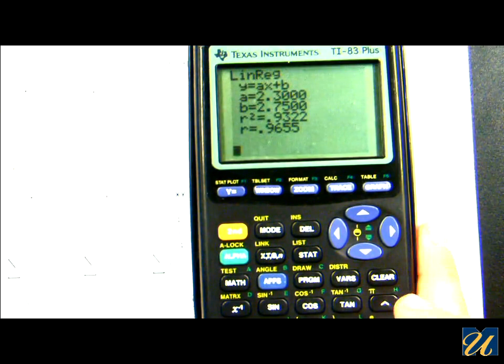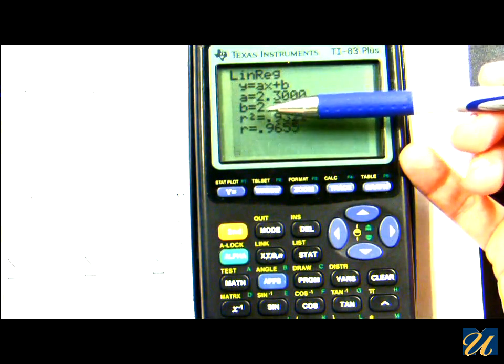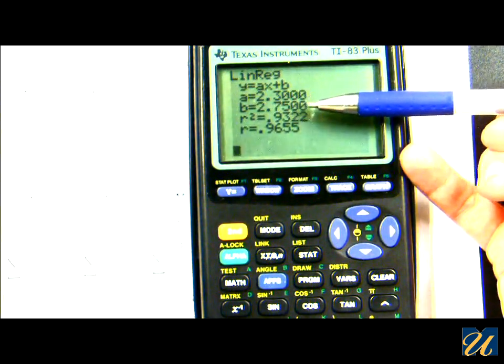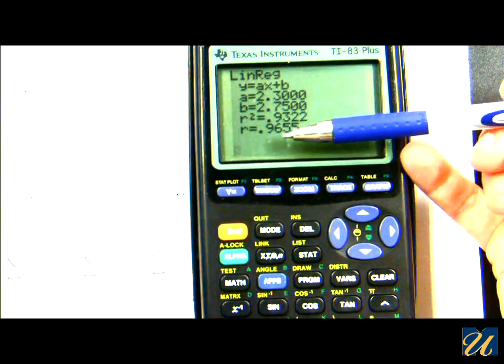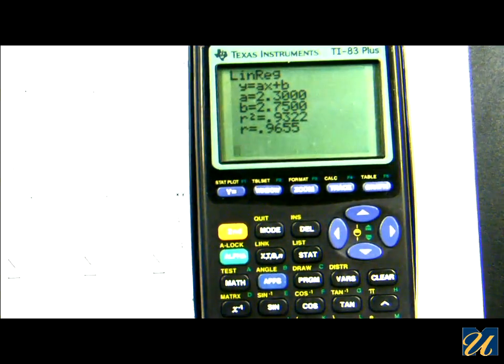So, these are the new numbers. You have your slope, 2.3. You have your y-intercept, 2.75. You're also given r and r squared if it's needed and if you are asked to calculate it.